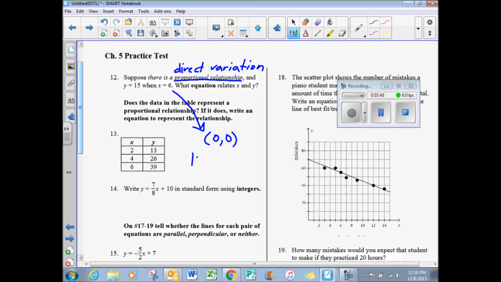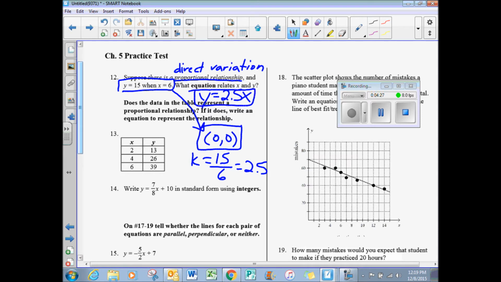So that means that I can find k if it's proportional. And k is always y over x. Oh, so my constant, just like slope, is going to be 15 over 6, or 2.5. So my equation is y equals kx, or y equals 2.5x. Why is there no intercept? Well, there is an intercept, it's just 0, so when we simplify, we don't have it there. Right? Direct variation, proportional relationships. Pretty basic. Okay, so that's the answer to number 12.